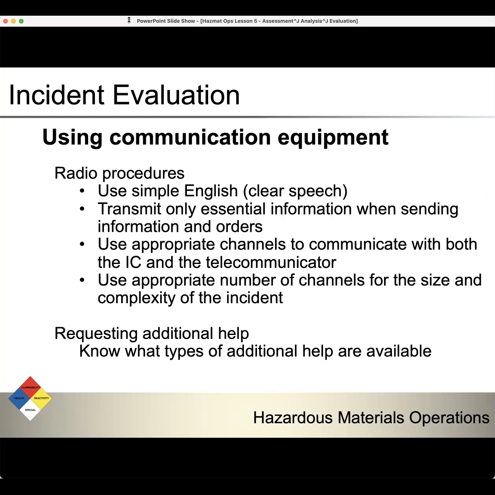So also we need to talk about using communication equipment. With using a radio, in general, these are best practices. Your department may have other policies. It's best to use simple English, clear speech, not using codes, and transmit only essential information when sending information and orders, not extraneous information. So you might hear "be advised" or "at this time." Sometimes those are extra wording.